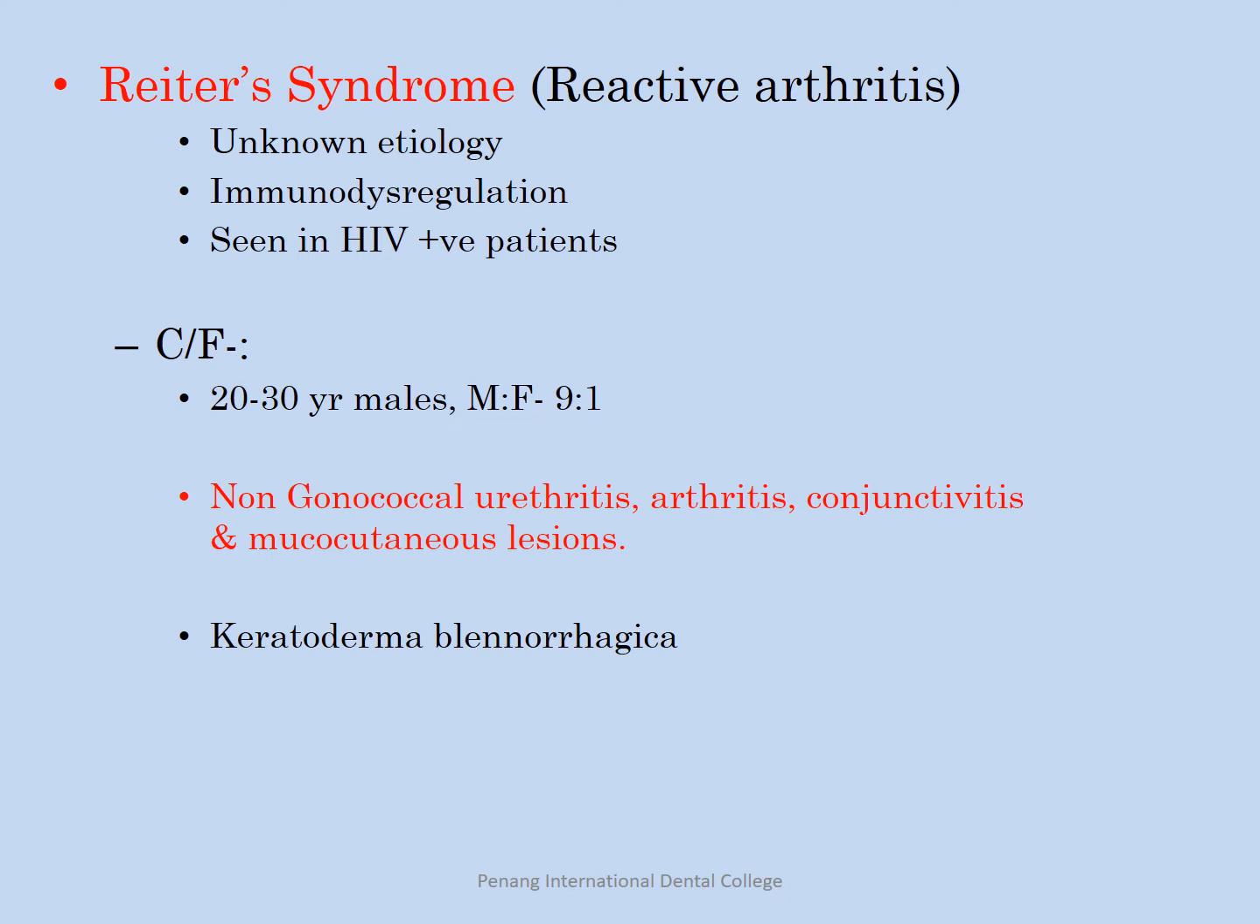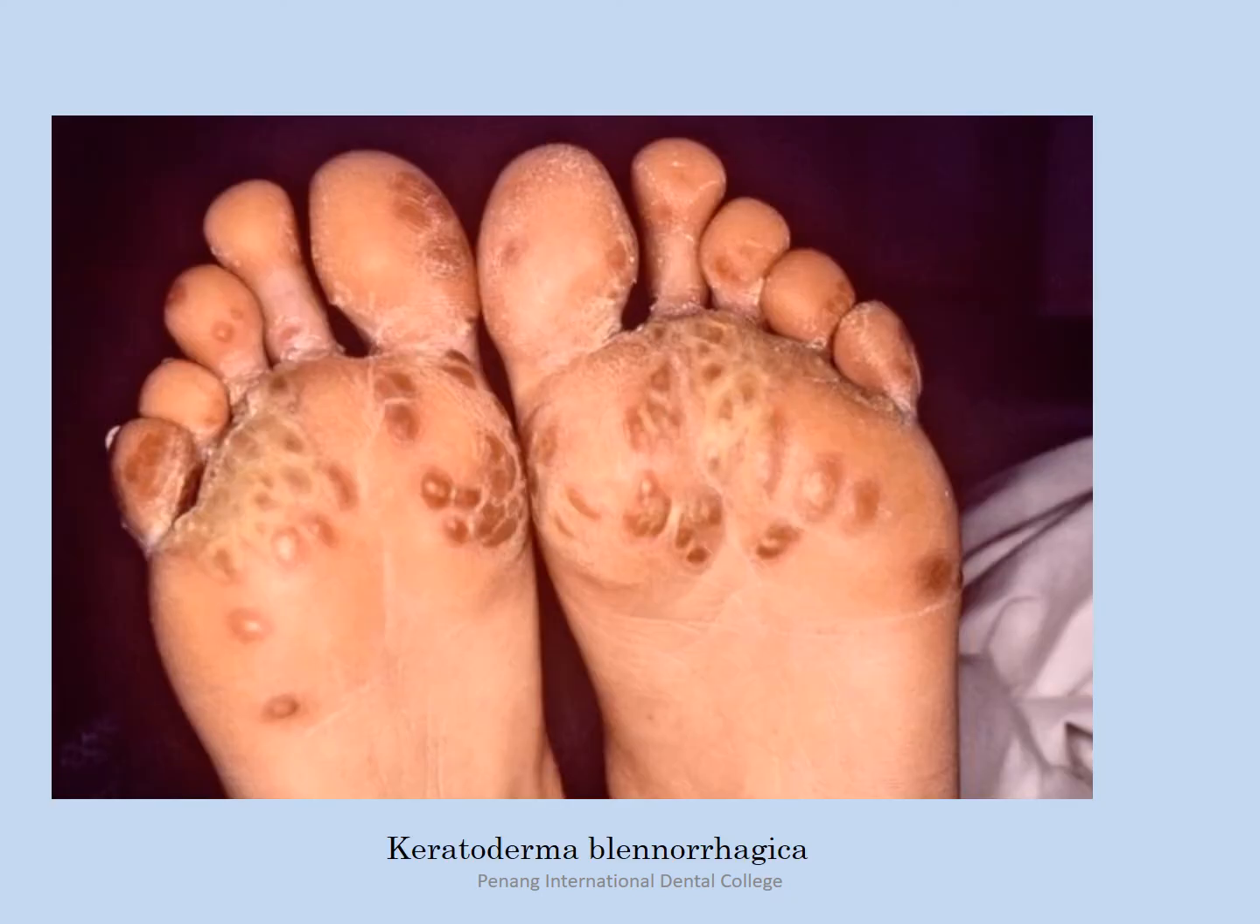Okay, something typically seen in patients with reactive arthritis or Reiter syndrome is keratoderma blennorrhagicum, which is actually a vesiculopapular lesion on the foot of the patient. Now, these are very waxy and peel off easily from the patient.